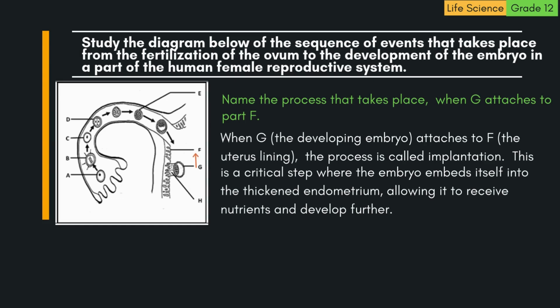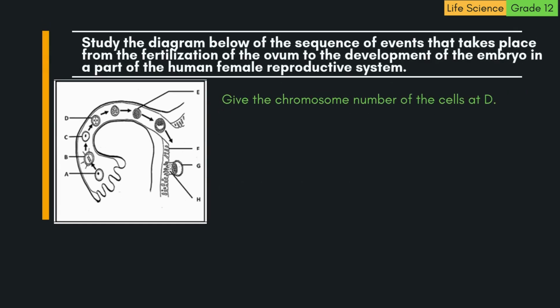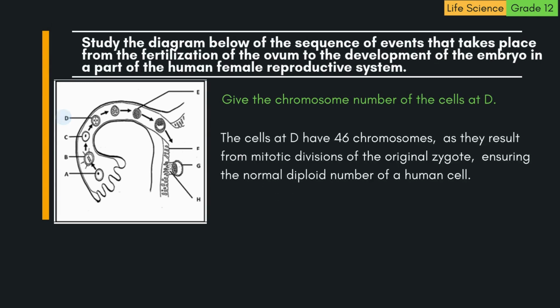Question. Give the chromosome number of the cells at D. The cells at D have 46 chromosomes, as they result from mitotic divisions of the original zygote, ensuring the normal diploid number of a human cell.